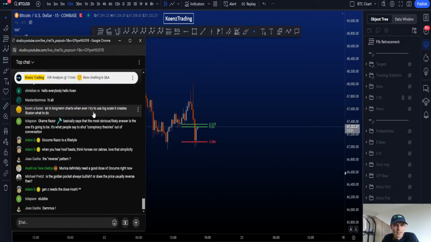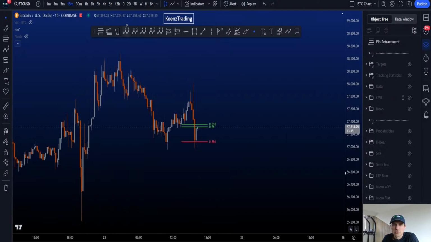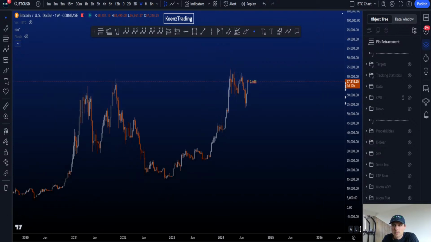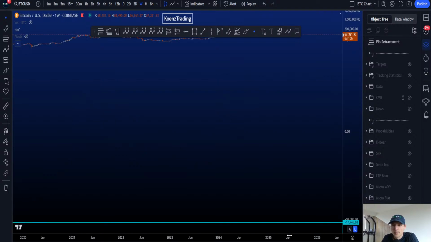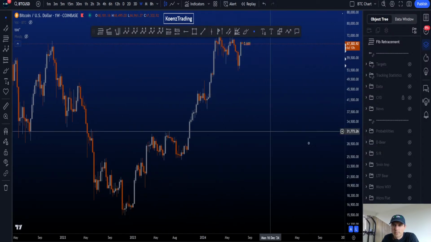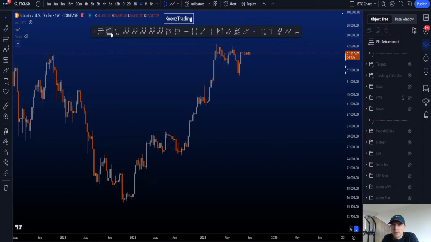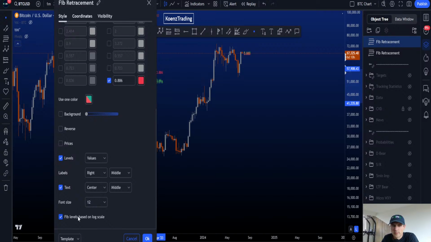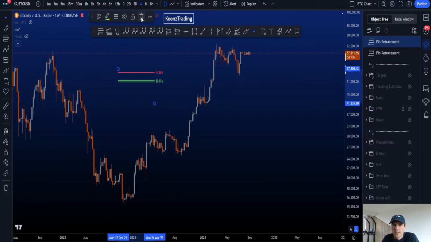Sir, in the long-term charts, whenever I try to use log scale, it creates an illusion. I'm not sure what you mean per se, but if we go to a weekly time frame, the moment I click on this L here and go to log, you might get this. Then you just click on the A, or do a right mouse click, reset chart view, and then you're back. And if you do use fibs on this time frame, make sure that your fib levels are based on log scale. At least for the most part, that is important.